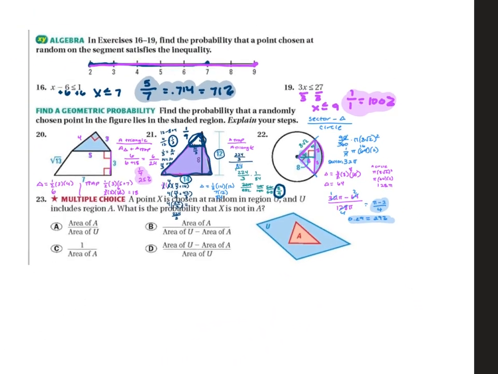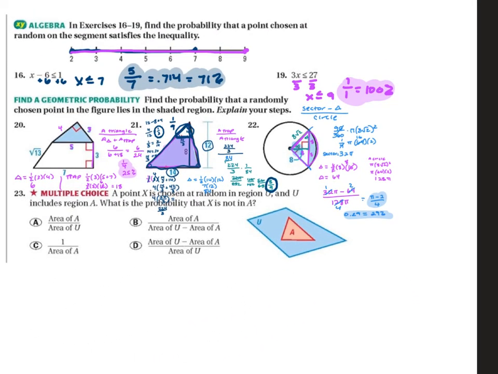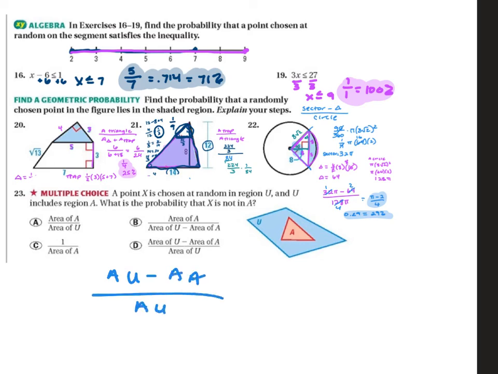All right. Number 23 says point X is chosen at random in the region. Let me erase this off so we can see. In region U, and U includes region A. What's the probability that X is not in A? So I want the probability of basically the blue, not the red. So I'm going to do the area of U minus the area of the red, or A, all over the area of U, which is D.